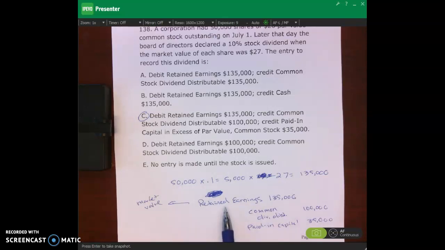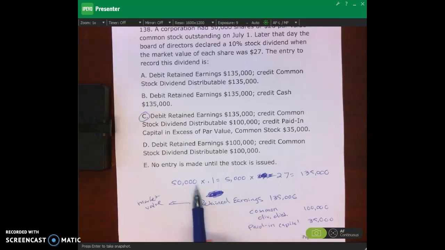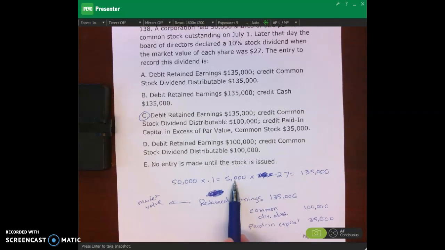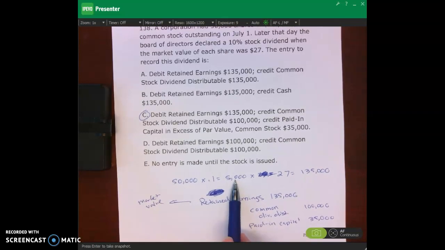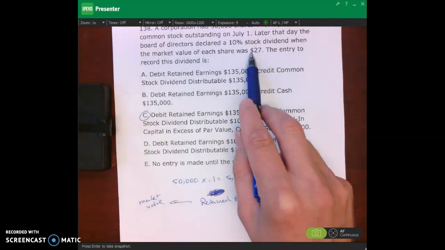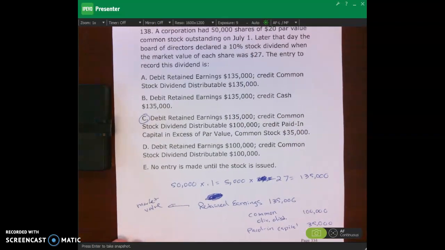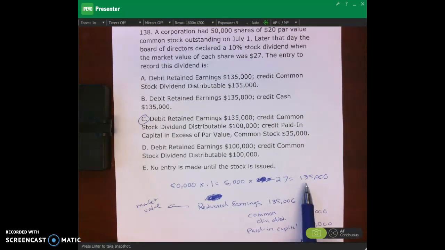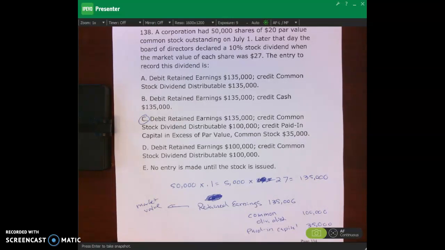So that means we're going to debit retained earnings for the market value of those new shares. Well, how many new shares am I distributing? 5,000, right? The 50,000 times 0.1 gives me 5,000 new shares that I'm going to send out to my stockholders, times the market price, which is given to us at $27. So I'm going to be debiting retained earnings for that market value of $135,000.